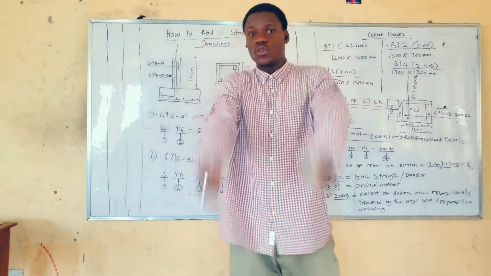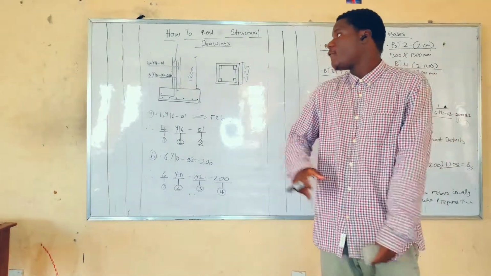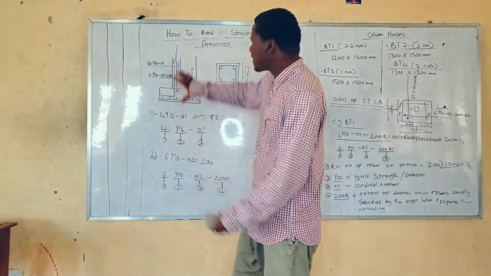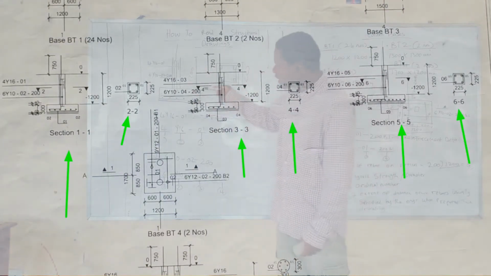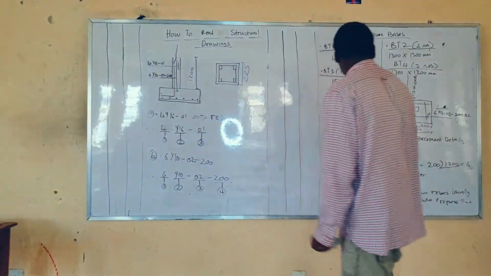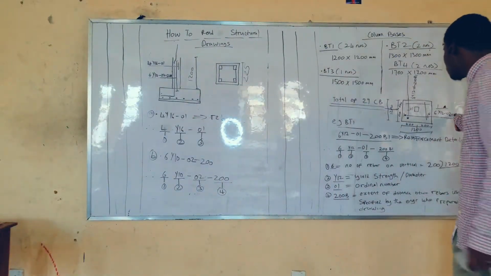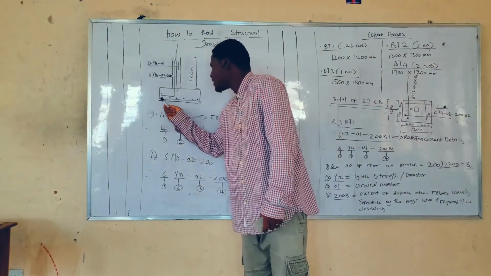Now, to reading the structural drawings for the columns. This is the sectioning of the column and the column base. This is the column base, and these are the reinforcements. You know, the 6y12 at 200 b. 1, 2, 3, 4, 5, 6, 6y12.